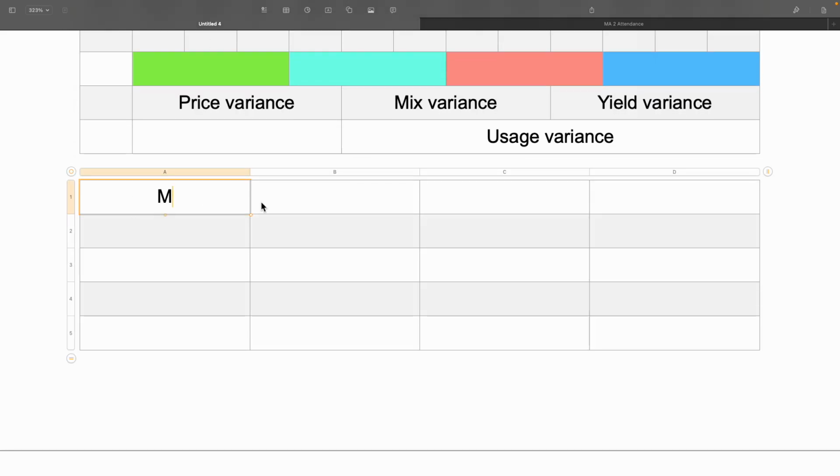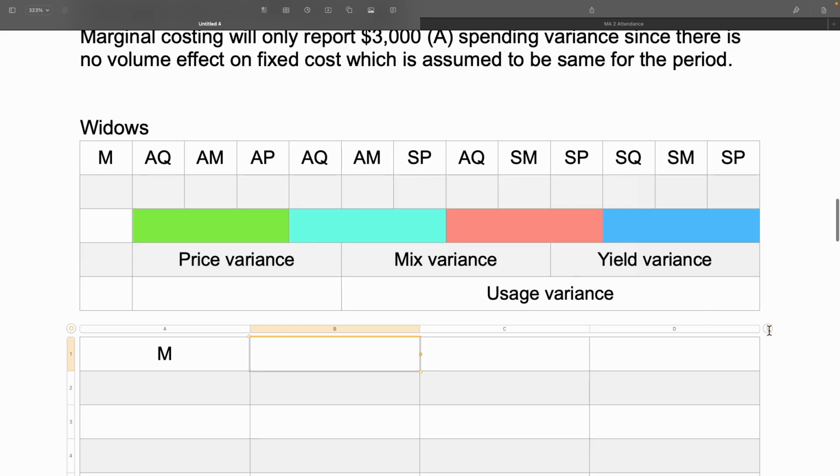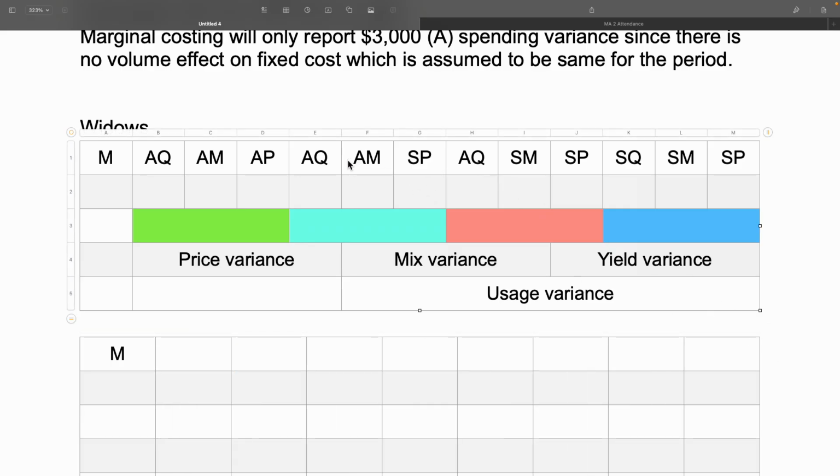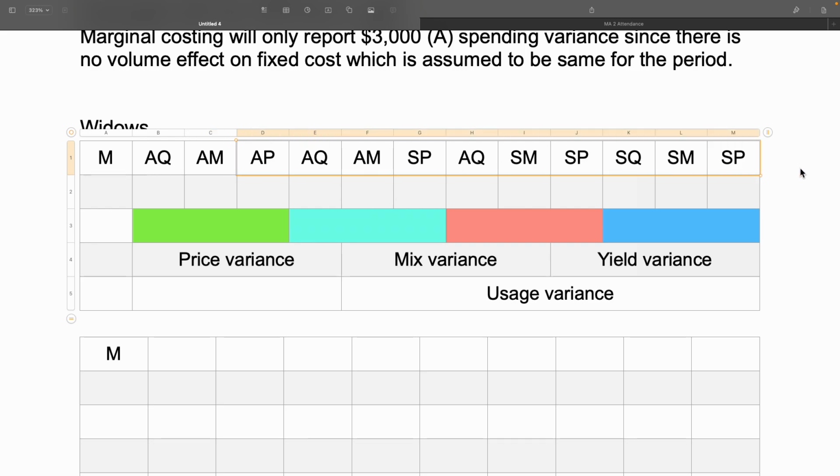Put the material here, 1, 2, 3, 4, 5, 6, 7, 8, 9. I'm just going to copy this one over.